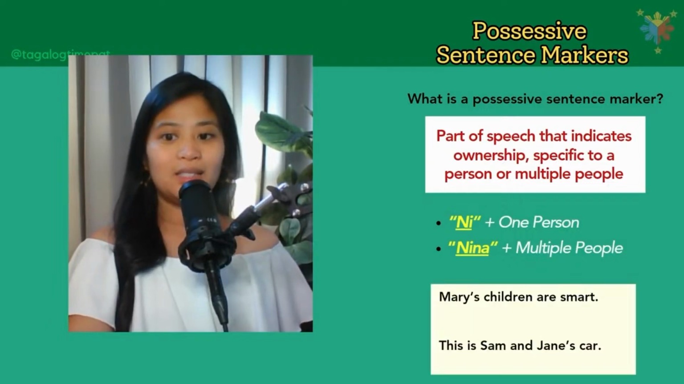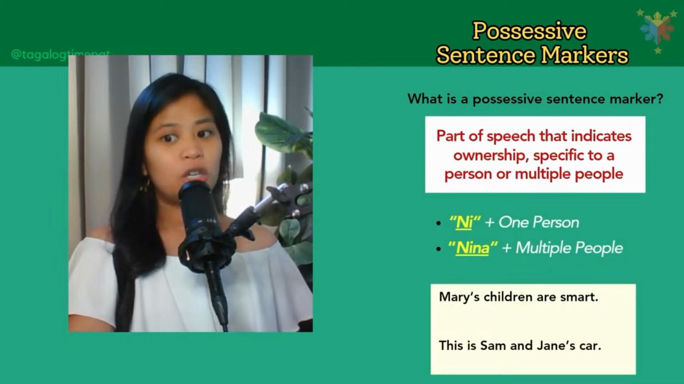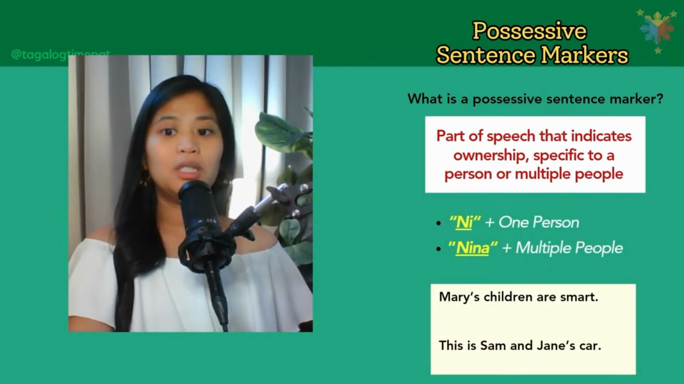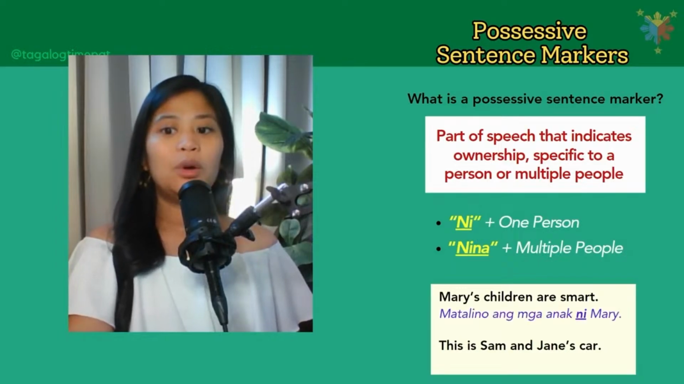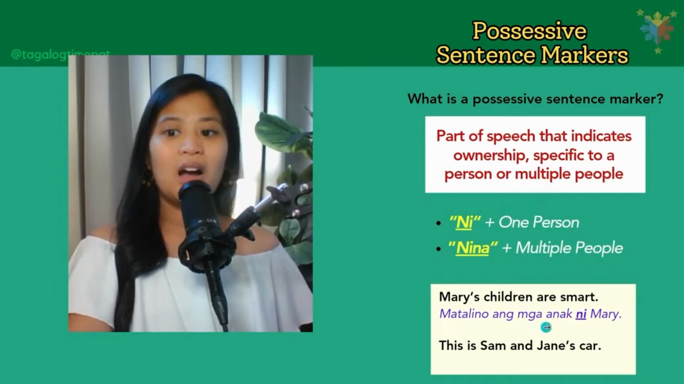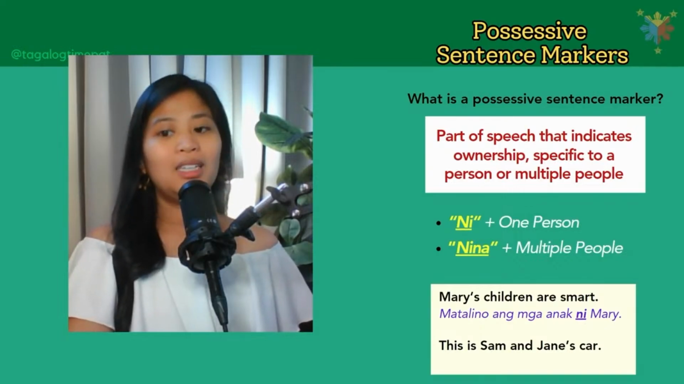So take a look at this. Mary's children are smart. So it's just one person. It's Mary. It would be "matalino ang mga anak ni Mary." So this is the same sentence structure. It's the adjective, then the word ang, then the object. And instead of a pronoun, now we're adding someone's name. And in order to do that, we have to use this possessive sentence marker, ni, because it's just one person. "Matalino ang mga anak ni Mary."